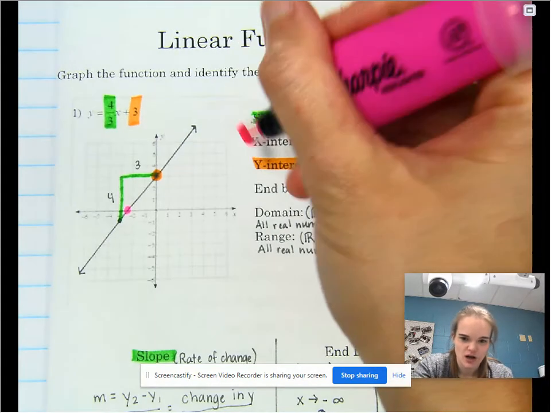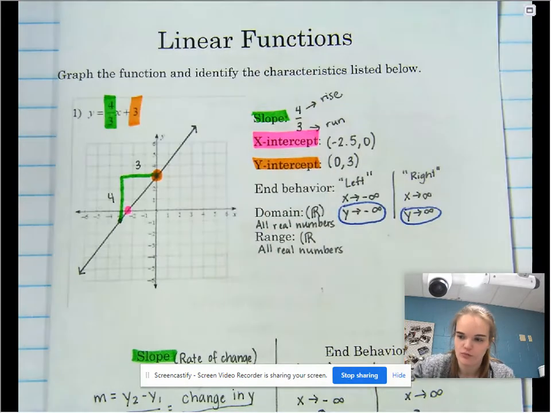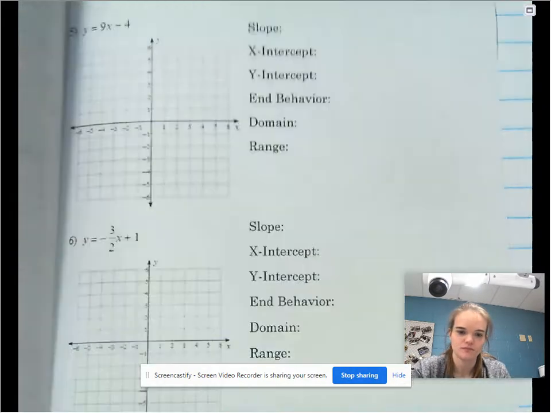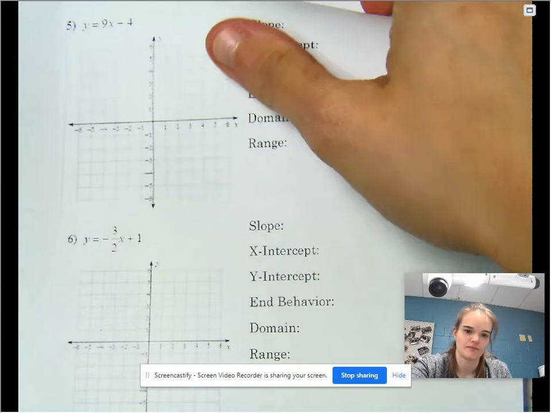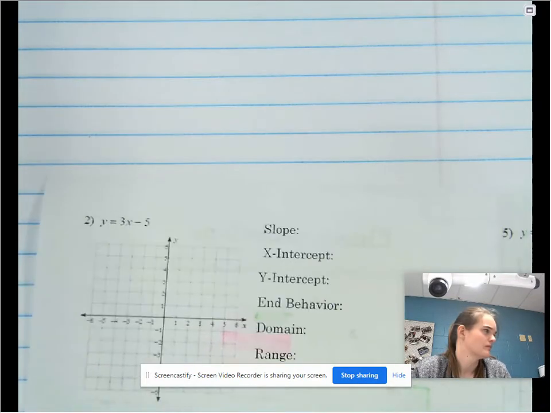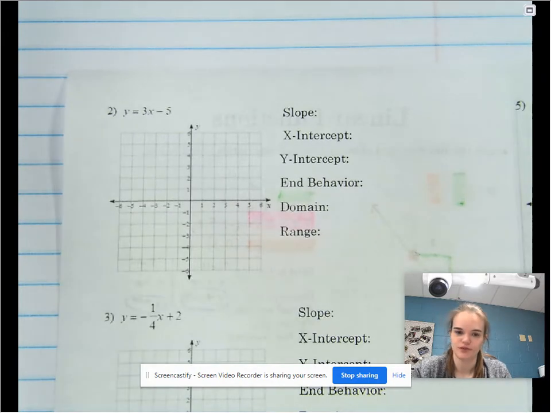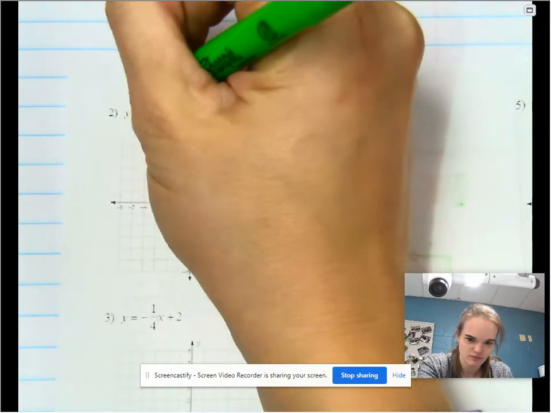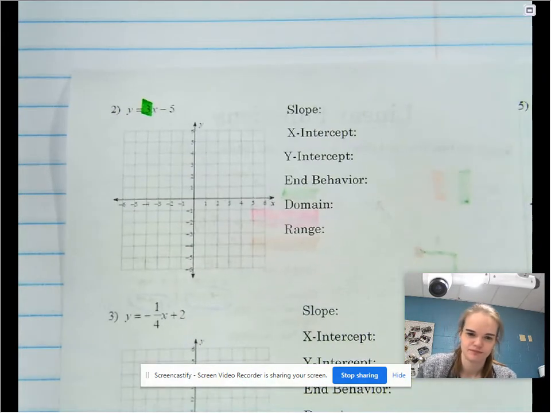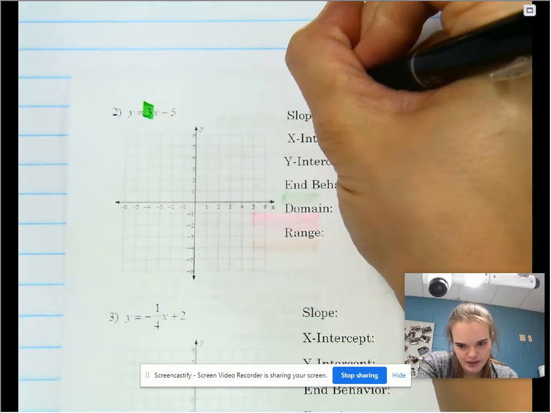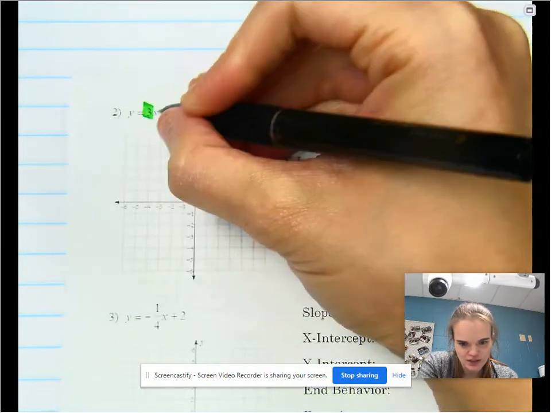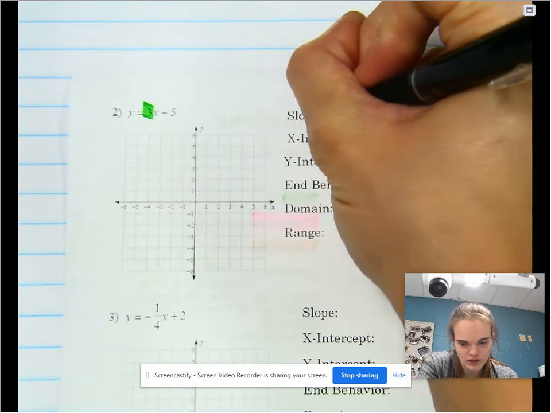We are going to open this foldable and do some more of these. All right, slope is 3. Slope, I need a fraction. If it does not have one, it is over 1.